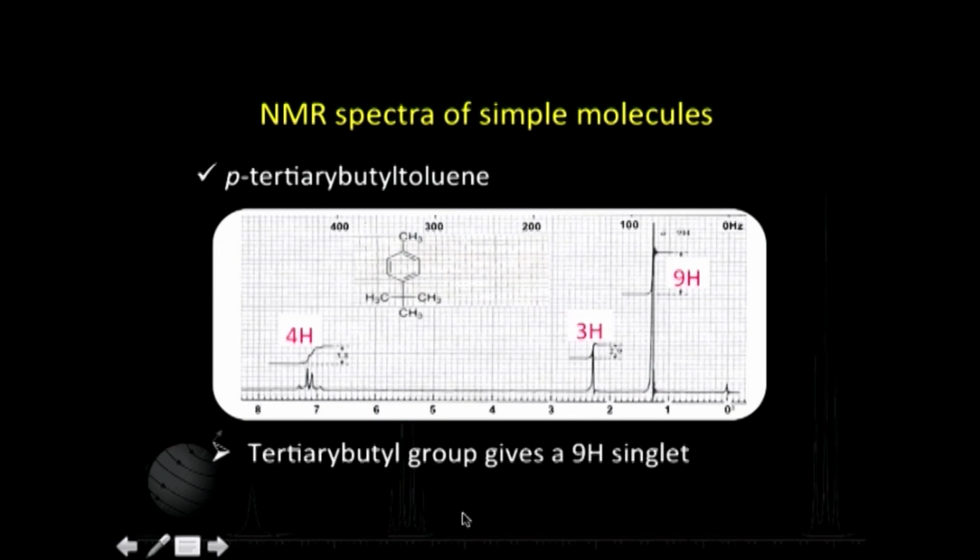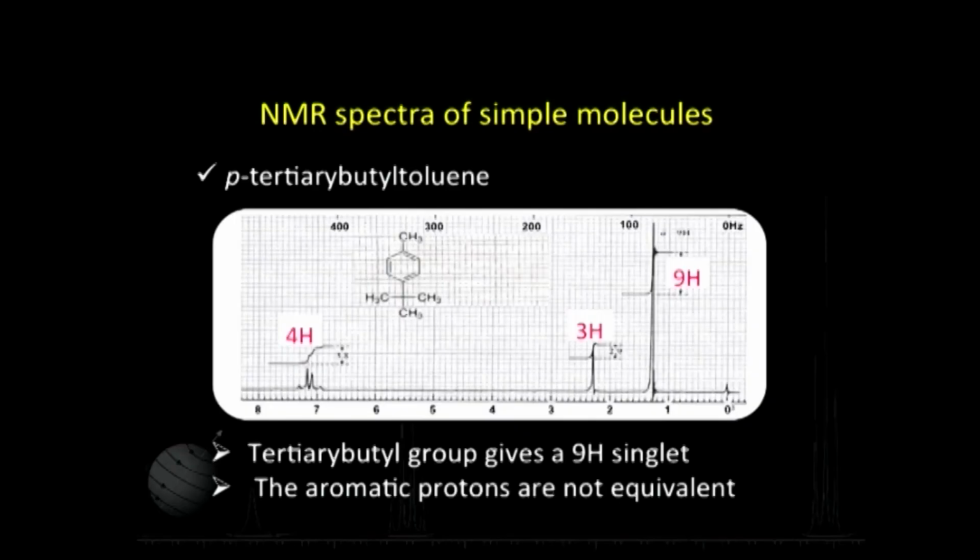Okay. So, the important message from this particular spectrum is that the tertiary butyl group gives you a 9 proton singlet. That is one. If we come across any molecule, look at the spectrum, and find a large singlet for 9 protons, it is typically an indication that you are looking at a molecule having a tertiary butyl group. This is characteristic of that. Okay. And secondly, in this molecule the aromatic protons are not equivalent, as just mentioned.